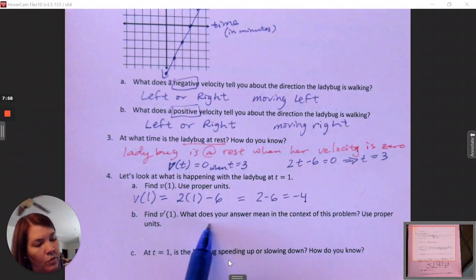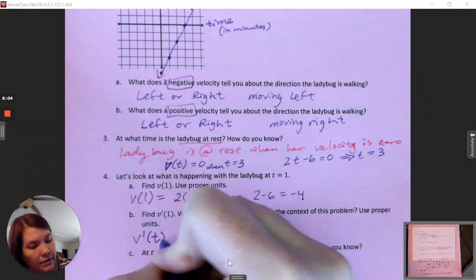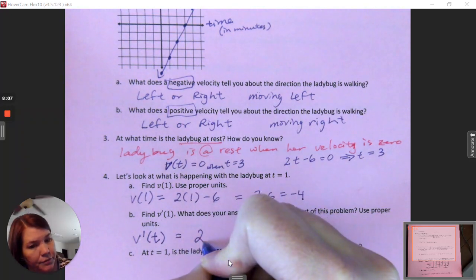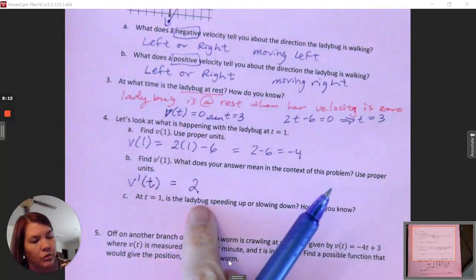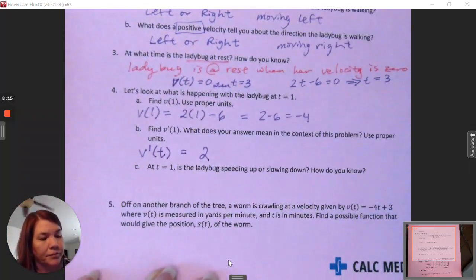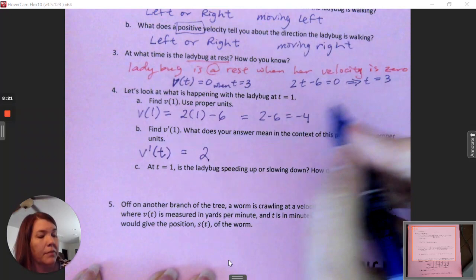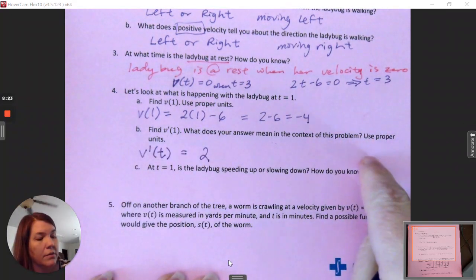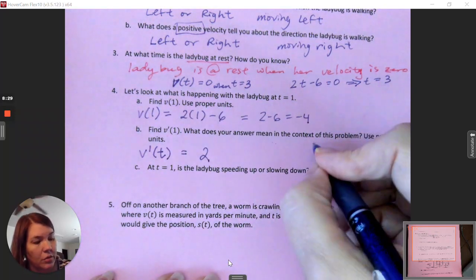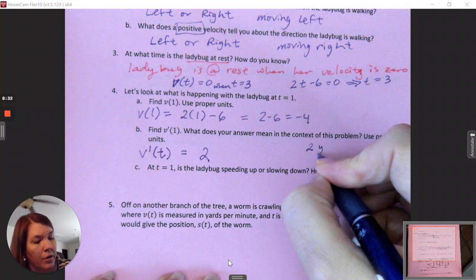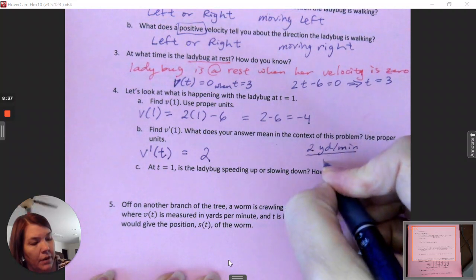Find v prime of 1. What does your answer mean in context? So we want to take the derivative. V prime of t is equal to 2. Since v of t is this equation, the derivative of that equation is 2. What does this answer mean in context of the problem? And use proper units. So v prime of t is 2 yards per minute per minute.